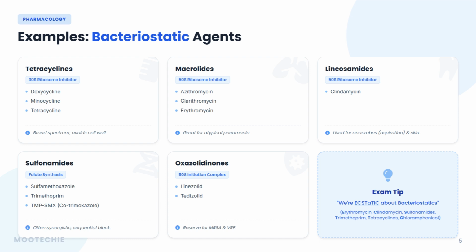Here's a handy exam tip. Remember the mnemonic, "We are ecstatic about bacteriostatics." This stands for erythromycin, clindamycin, sulfonamides, trimethoprim, tetracyclines, and chloramphenicol. It's a high-yield list to recall for your tests.